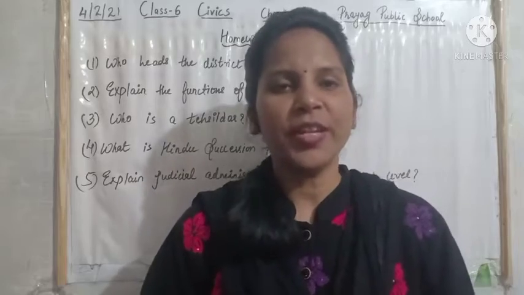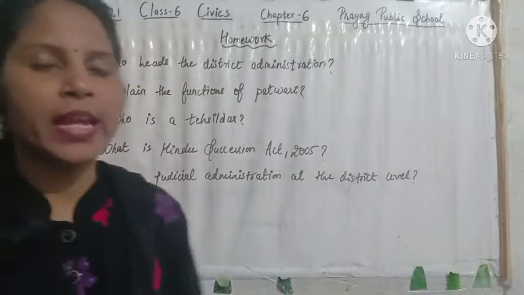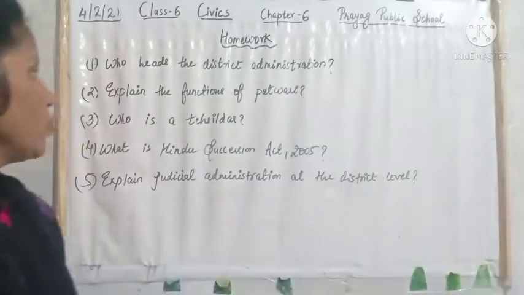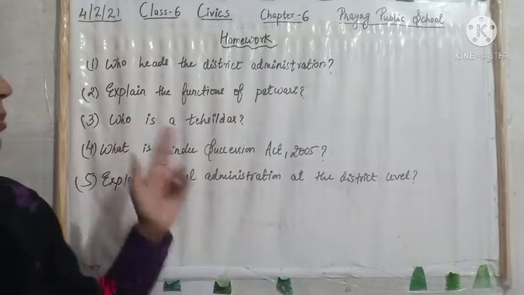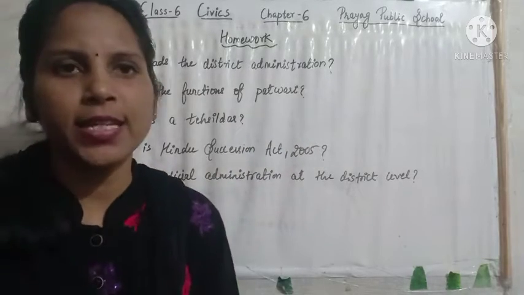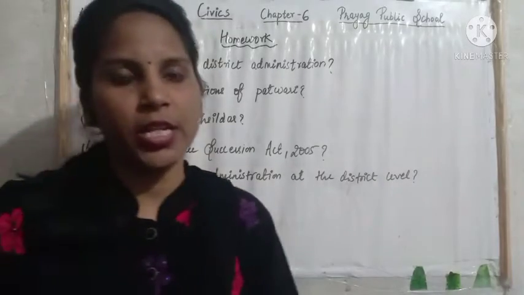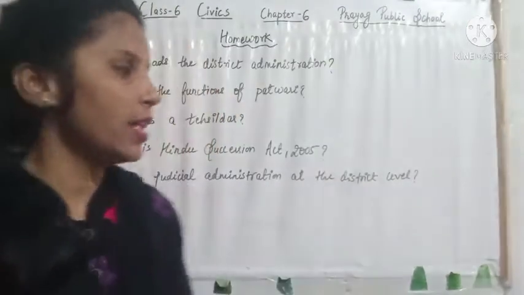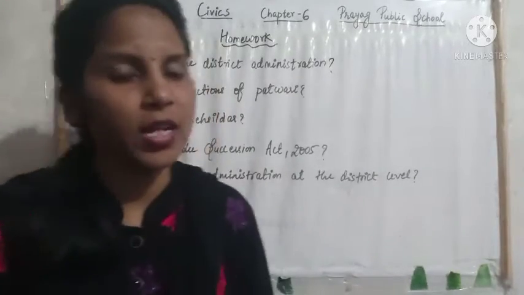Okay. So children, today's homework is question number 1. Who heads the district administration? Question number 2. Explain the functions of Patwari. Question number 3 is who is a Tehsildar? Question number 4 is what is the Hindu Succession Act 2005? And the last question is explain judicial administration at the district level.